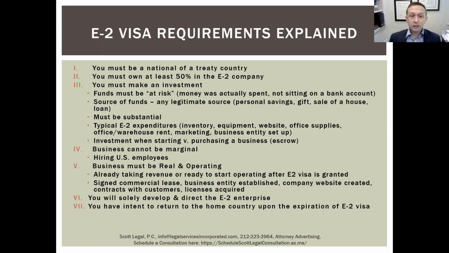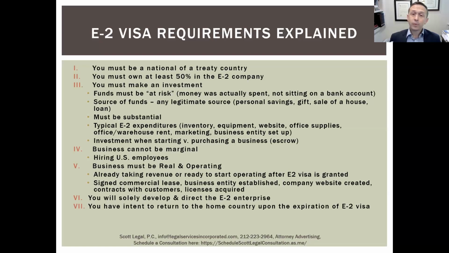All right, you must own at least 50% of the E2 treaty company. This is also a threshold requirement. If you don't meet this requirement, you immediately become ineligible to apply for the visa. And if you're already in the US on an E2 visa and your ownership share drops below 50%, you immediately become ineligible for the status. So this is a key requirement. You need to keep an eye on this.